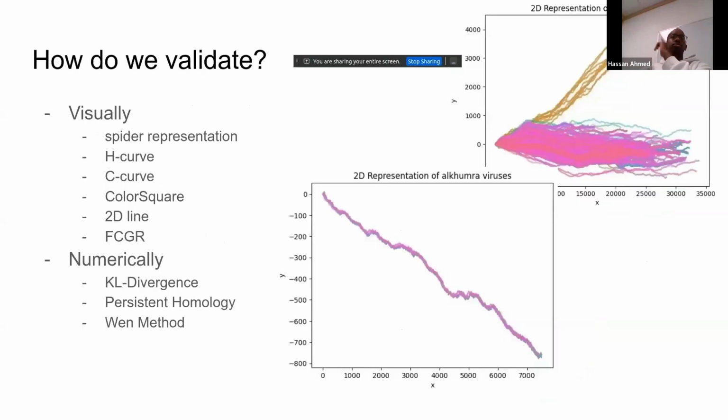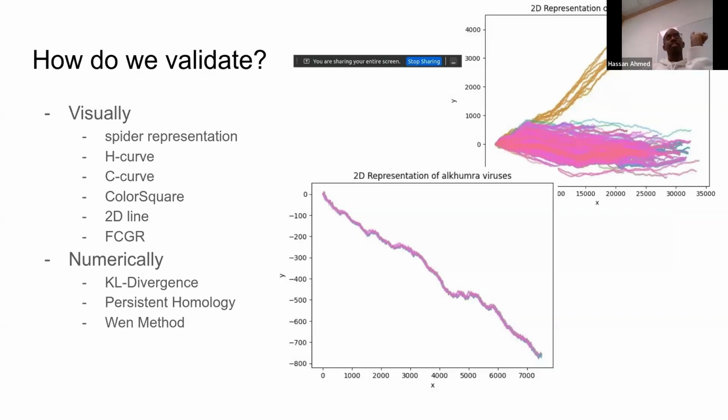How do we validate? So we've got spider representation, H curves, C curves, color square, 2D line, and FCGR. So that's the original plan. We've just stuck with color square, 2D line, and FCGR. So that's just a chaos game representation. So that's FCGR, and the 2D line I'll show in a second. And the color square is square. And numerically, you can look at the chaos divergence of two sequences.